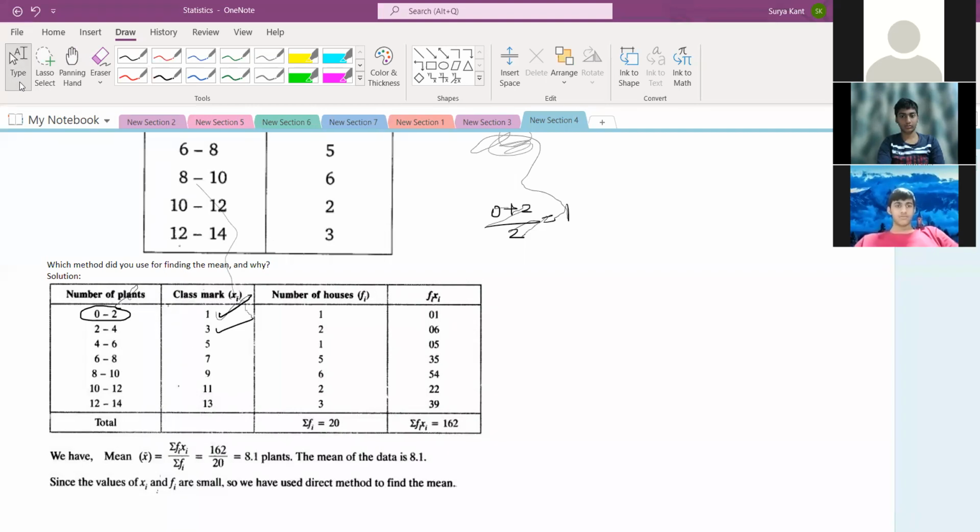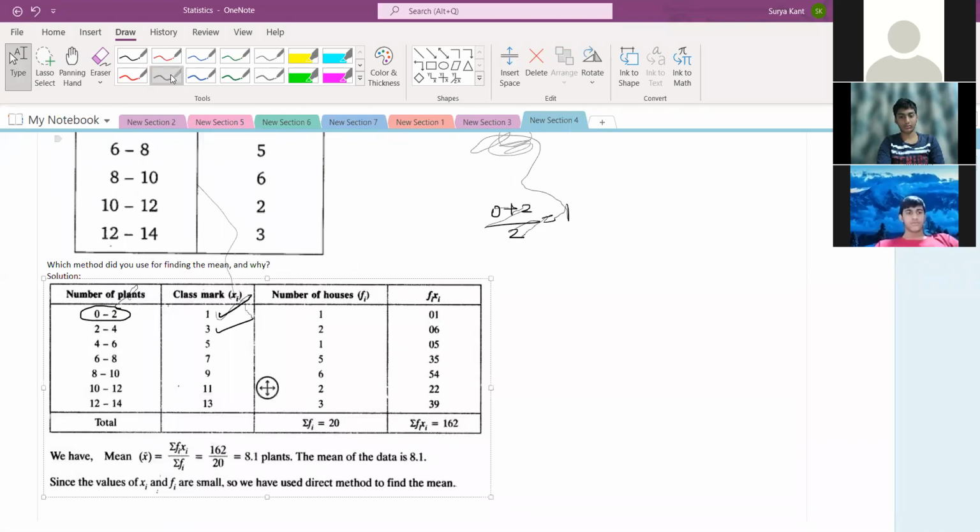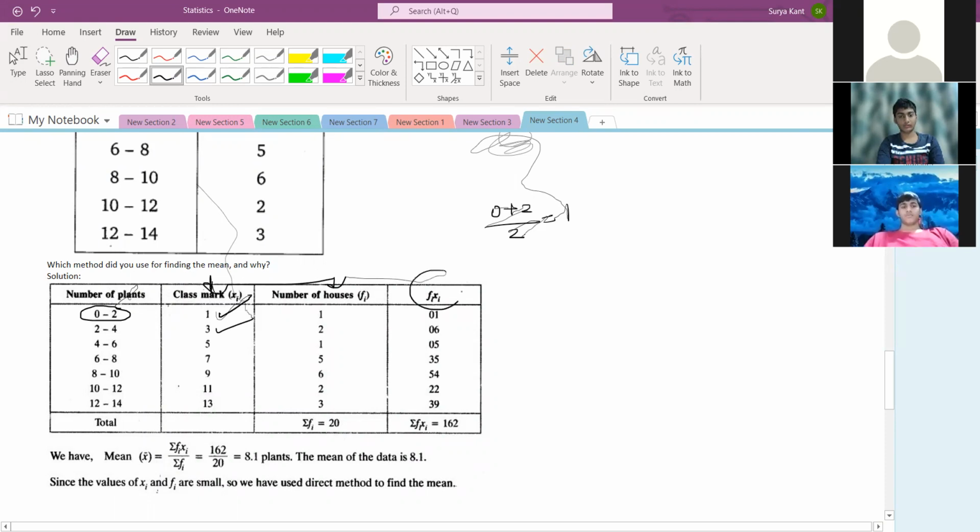So xi and fi we understood now. You have to multiply fi and xi, the class mark and the number of houses, and you will get fi xi. Summation means the sum of all fi xi, that is f1 x1 plus f2 x2 plus f3 x3 and so on. Adding all of them, we get summation fi xi. The formula for mean is summation fi xi divided by summation fi. So that is 162 by 20, that is 8.1 plants.